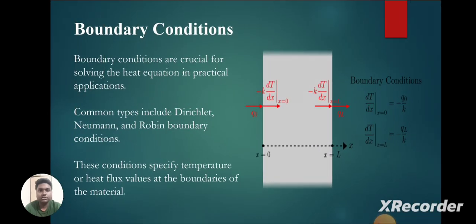Let's move on to boundary conditions. The boundary conditions are crucial for solving the heat equation in practical applications. Common types include the Robin boundary conditions and the Dirichlet and Neumann conditions, and these conditions specify temperature or heat flux values at the boundaries of the metal. And this is all about the boundary conditions.